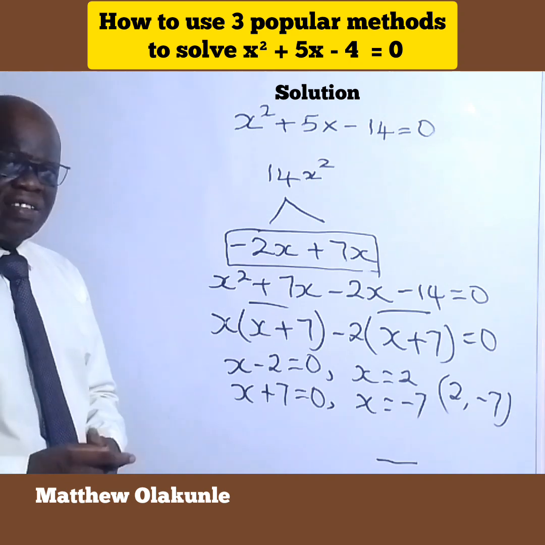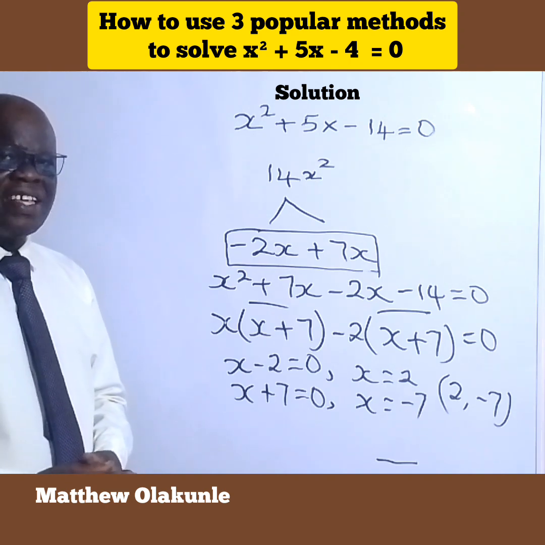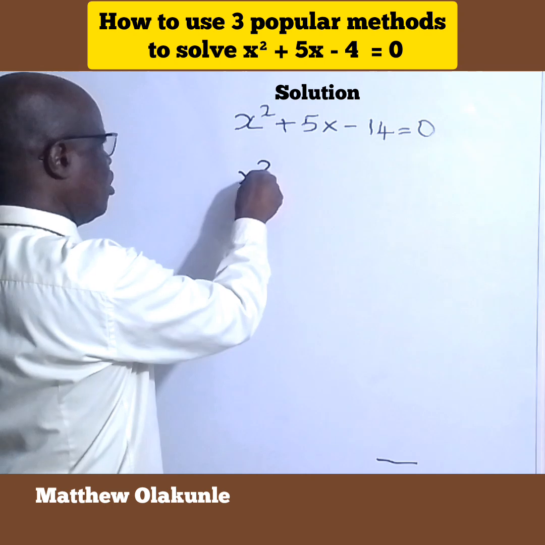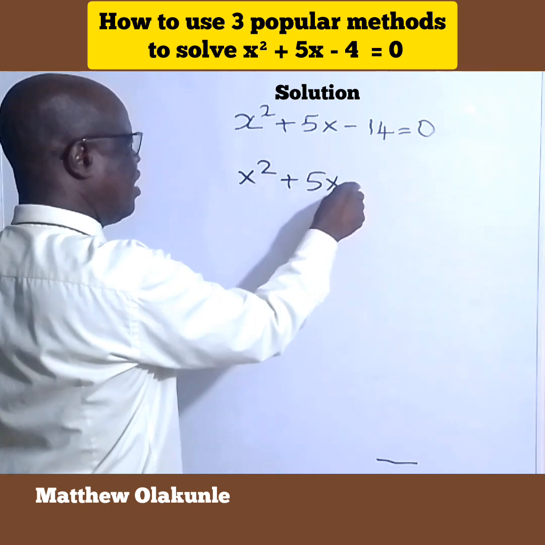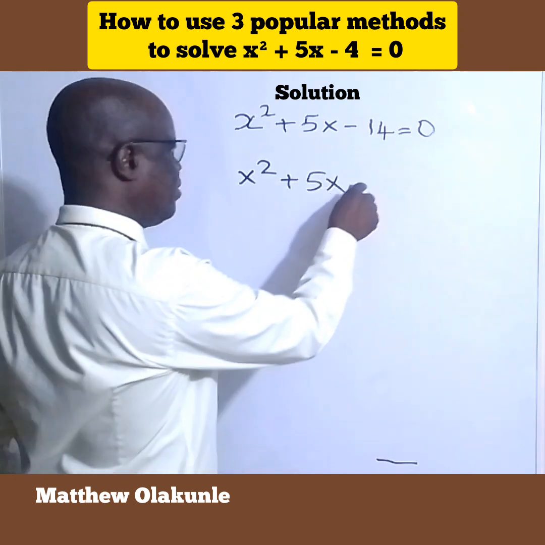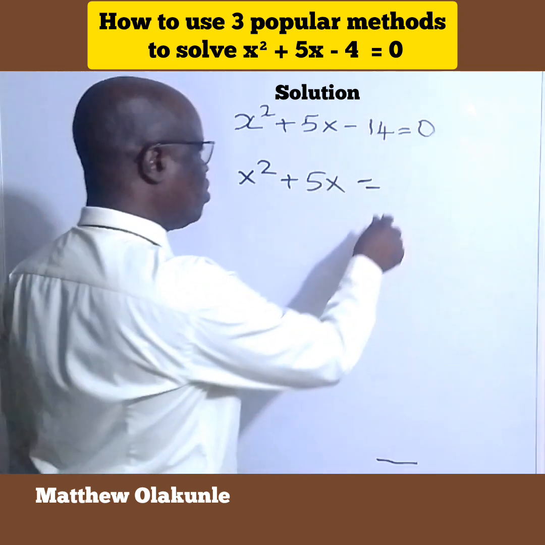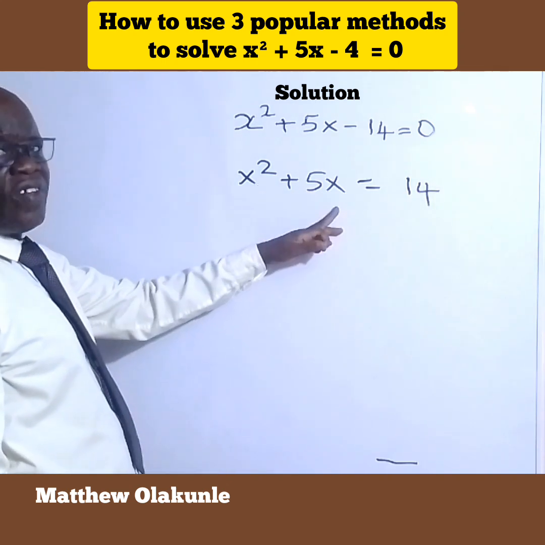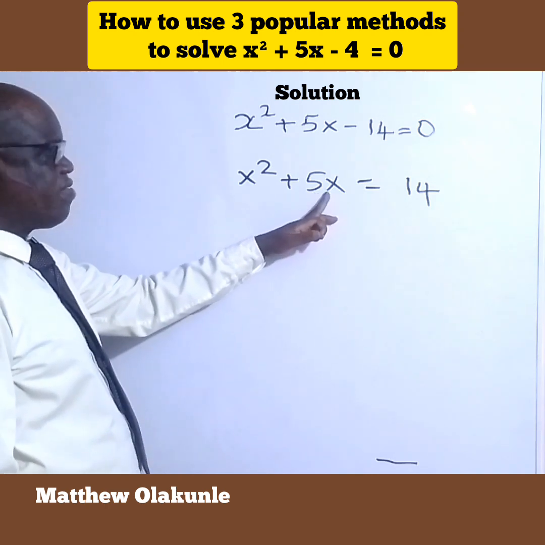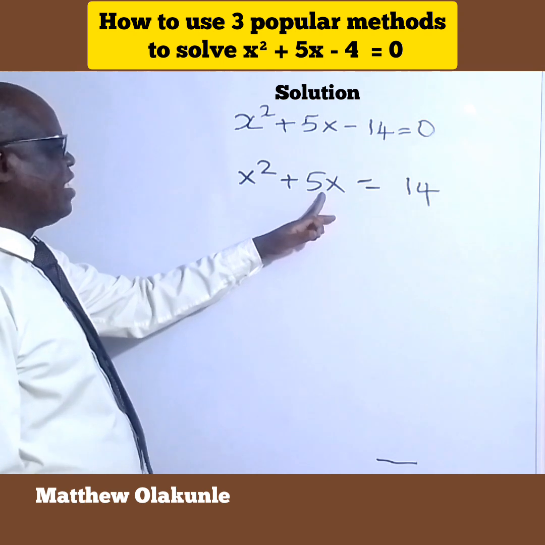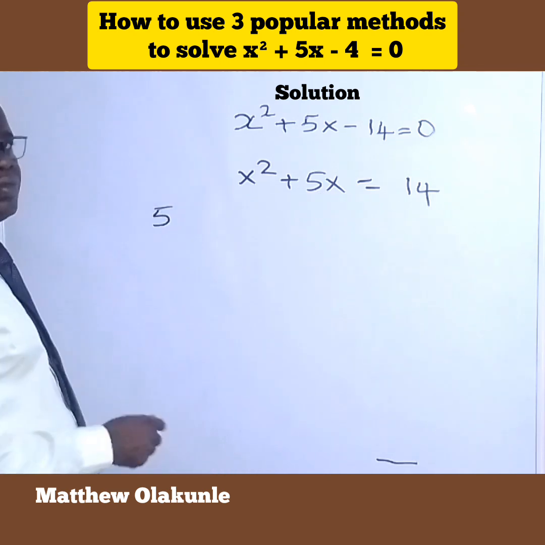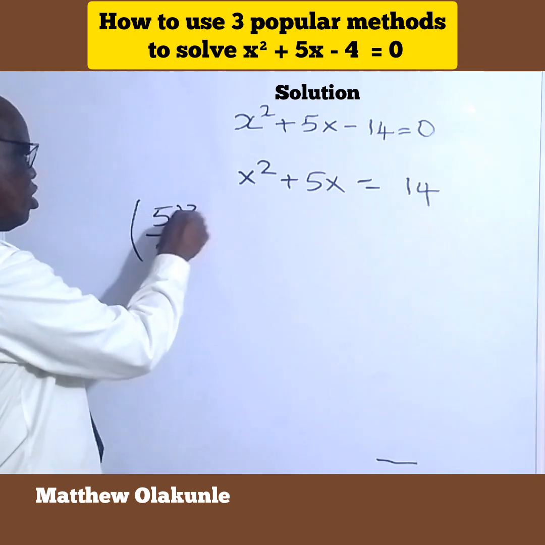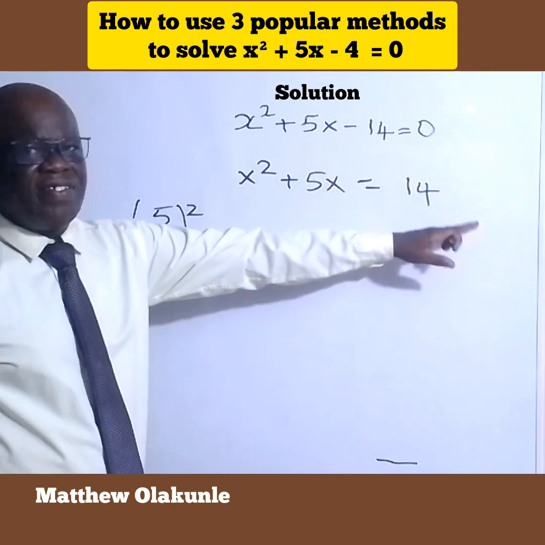Now we want to look at the second method, and that is by the completing the square method. Write this and this down. Now take this minus 14 to the other side, and it becomes plus 14. Now, this is x squared plus 5x. Look at the coefficient of x, and that is 5. So take that 5 and divide by 2, and then square. Now add this to both sides of the equation.